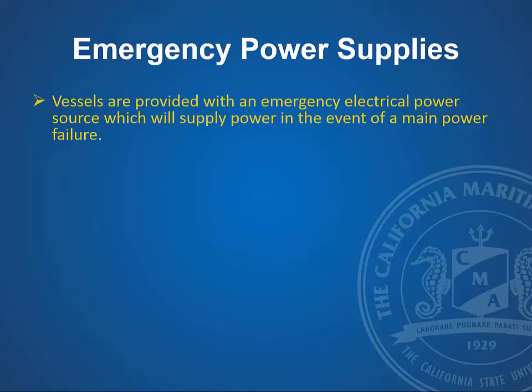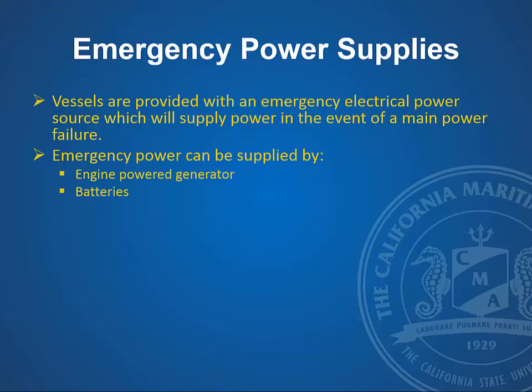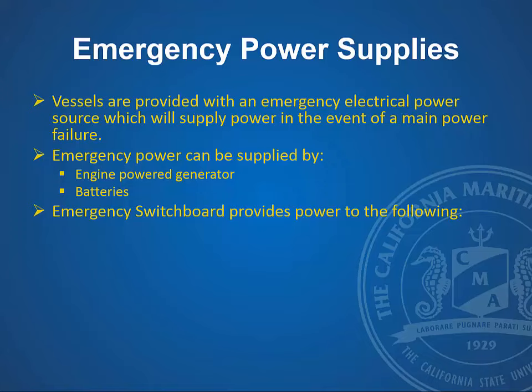So all vessels are provided with an emergency electrical power source which will supply power in the event of a major power failure. The emergency power can be supplied by engine-powered generators and batteries. The batteries are there in case of the worst case scenario that your emergency diesel generator doesn't start. At least you have batteries, which typically is very reliable to give you some power for your emergency.